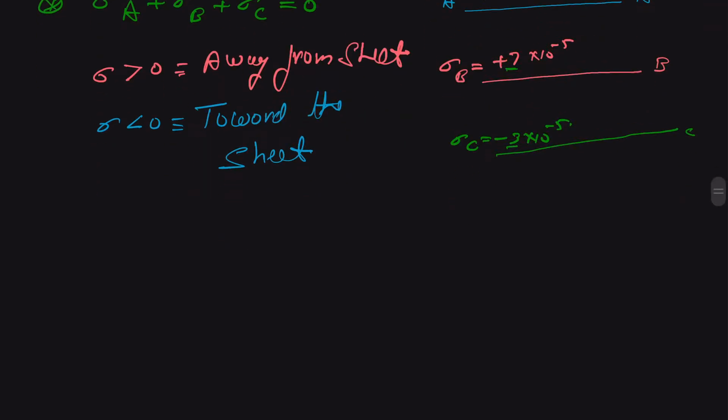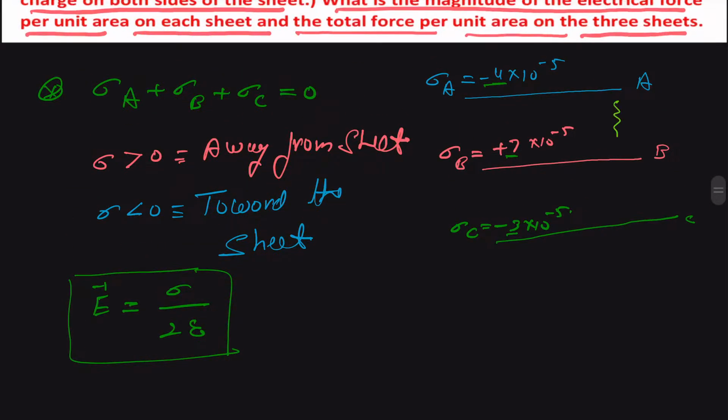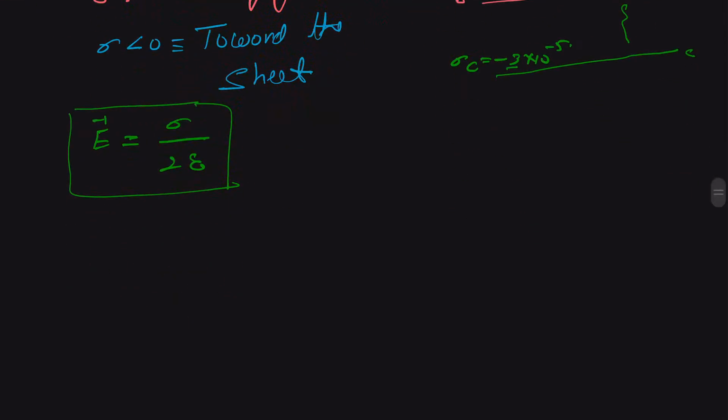And for our infinite sheet, the value of the electric field is only dependent upon the charge density. There is no mention of distance. It is not dependent upon the distance between the sheets. So this is one of the easiest to solve. No matter how much distance there is between the sheets, the electric field will always be uniform.